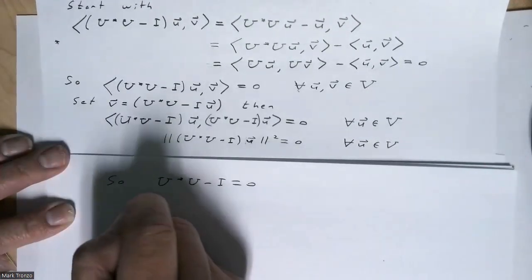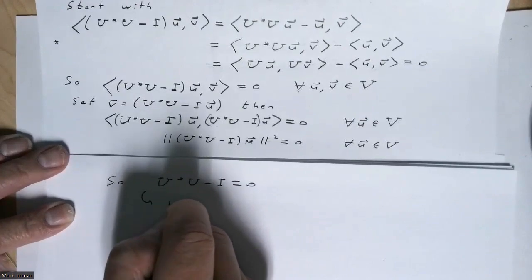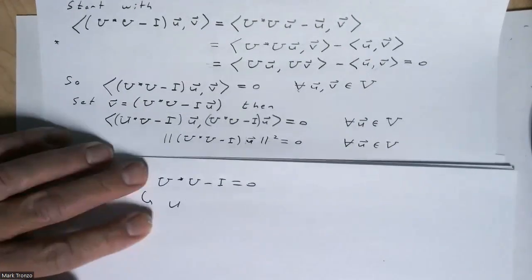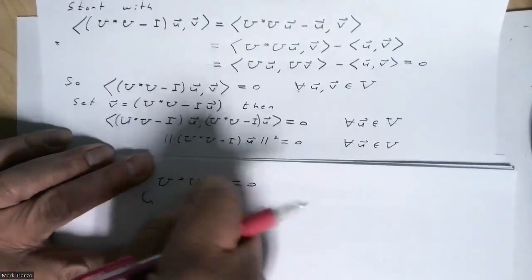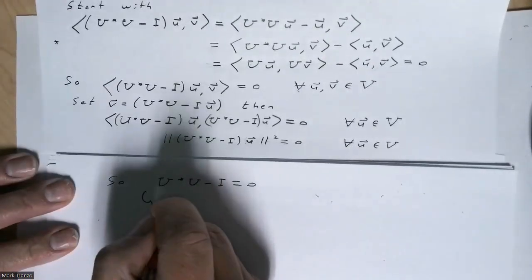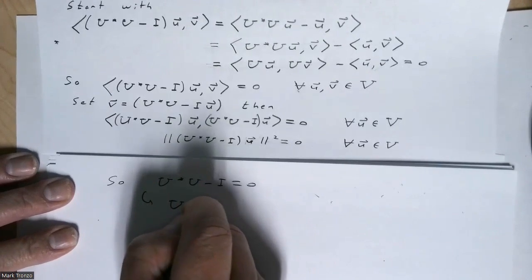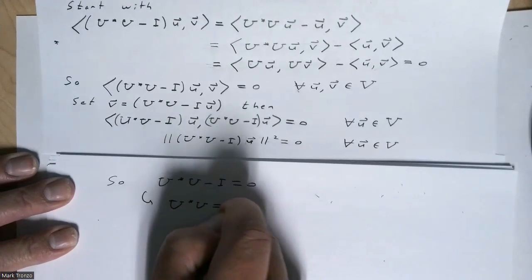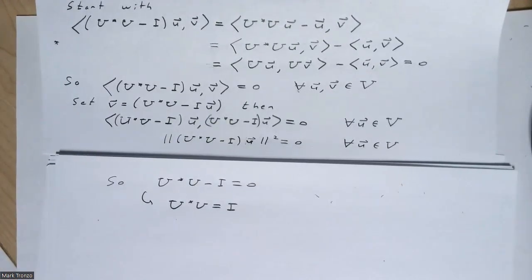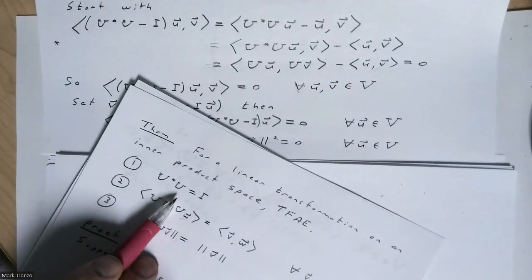And then finally, that implies that u, I keep writing my u's in different ways. Which is what we were trying to show. We were trying to show that this was true.